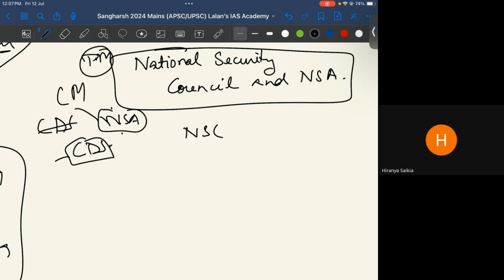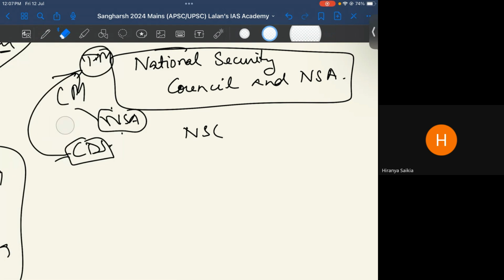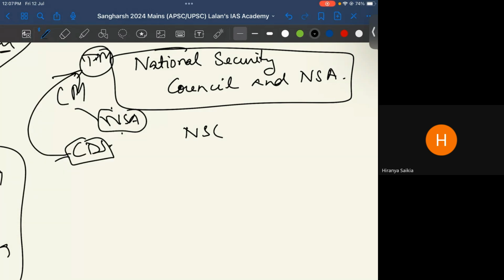There is an argument by many experts that CDS or the military should be able to report directly to the PM. Although there are forums where they do it, on a daily basis the structure is that the CDS will report to the NSA, and the Army, Navy, Air Force heads will tell the NSA, and the NSA will update the PM. But as of now, this is the structure that we have.